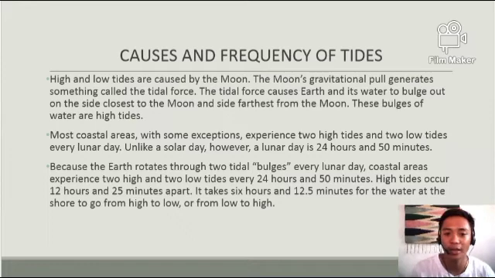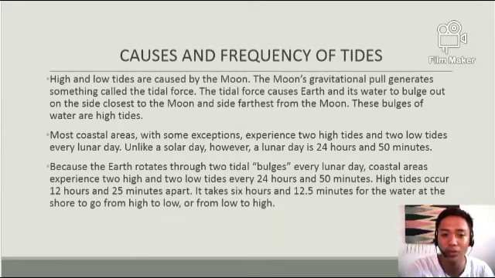So ayan nga, may mga coastal areas na experience yung 2 high tides and 2 low tides every lunar day. Hindi kagaya ng solar day, yung lunar day is 24 hours and 50 minutes. So ayan, because the earth rotates through the tidal bulges every lunar day, coastal areas experience 2 high and 2 low tides every 24 hours and 50 minutes.